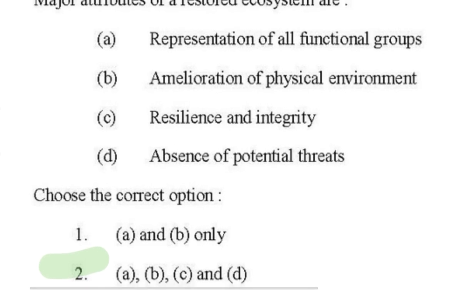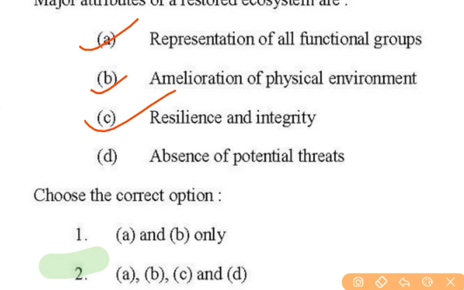It represents all the functional groups, ameliorations of physical environment, then resilience and integrity, and absence of any potential enemy or threats.